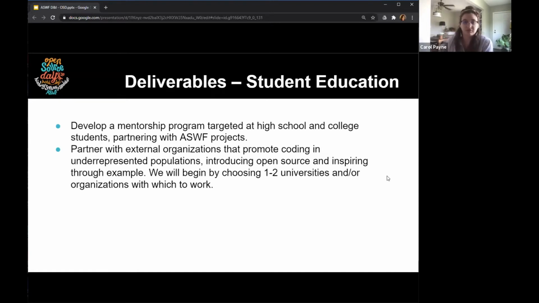On the student education front, the first one is a mentorship program, as Rachel noted, targeting high school and or college students. I'm looking at how to tie those back into partnering with ASWF projects and using resources that the Linux Foundation already has available. And then also partnering with external organizations to promote coding and software development. We think that open source is a really awesome opportunity to really get your foot in the door and get familiar with up-to-date and recognized software development practices across the industry.